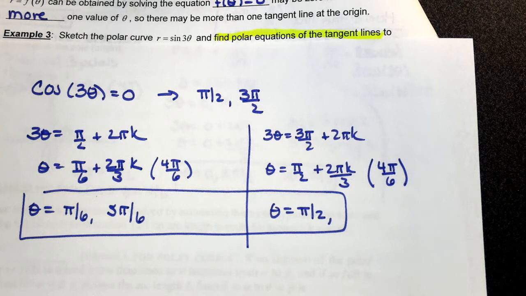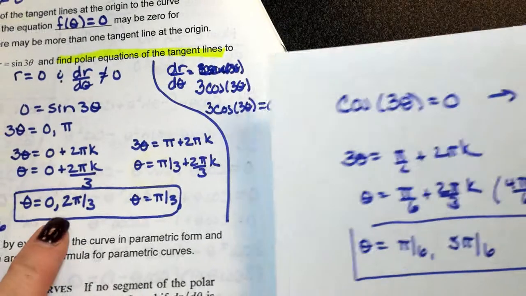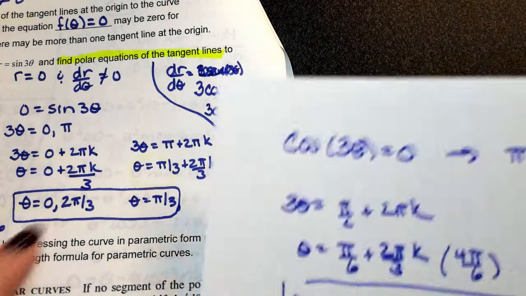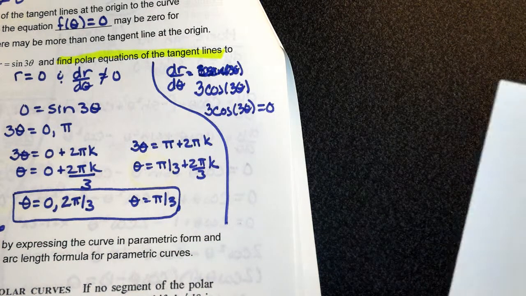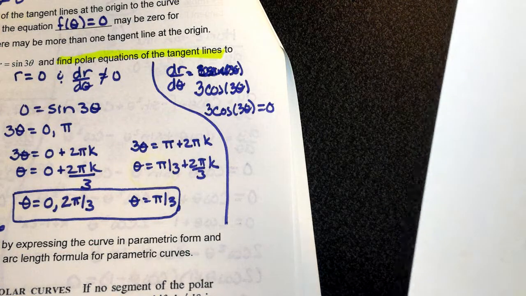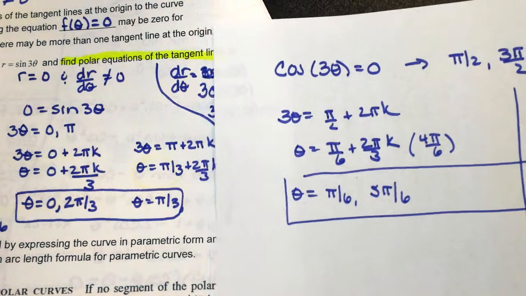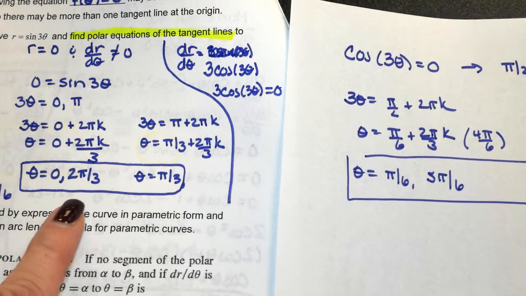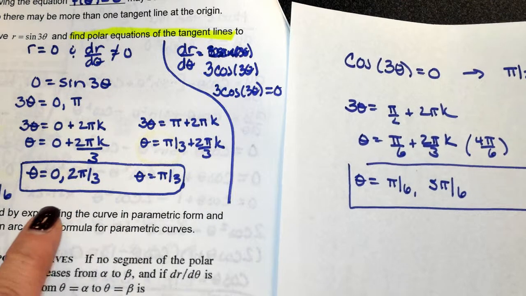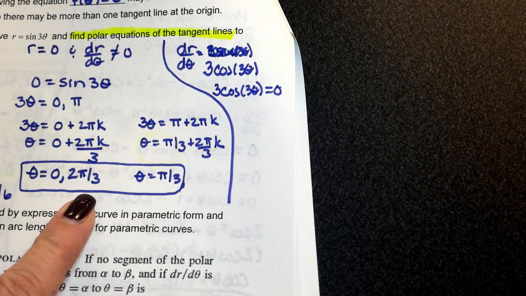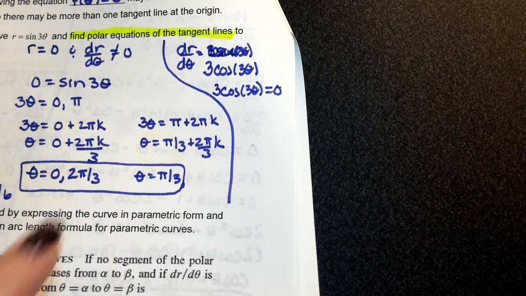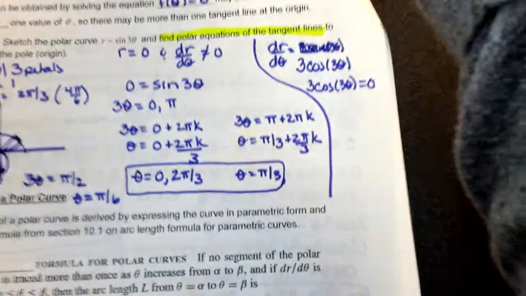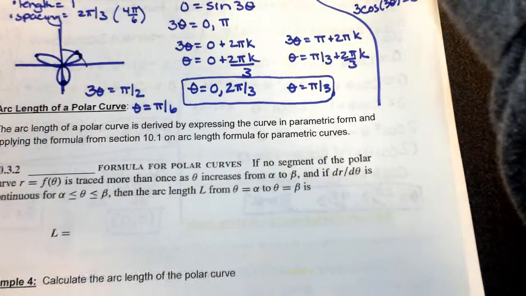So now what you want to do is check these answers against where r was equal to 0. So again, if any of these overlap, you have to reject them from your solution set. So notice pi over 6, 5 pi over 6, and pi over 2 is at no place where r is equal to 0. So all of these lines are going to be tangent to the pole. Any questions on example 3? All right, last one, and we're done.